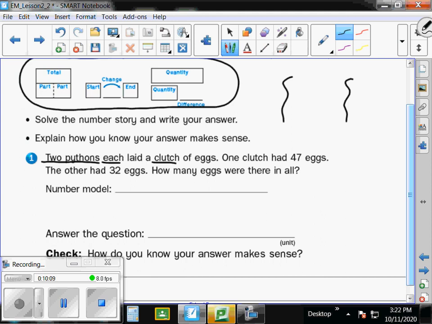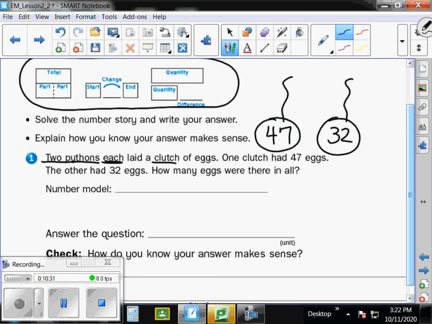Each of them laid a clutch of eggs. One clutch had 47 eggs, so here's this one snake. He laid a clutch of 47 eggs. The other had 32 eggs. So here's the other snake, 32 eggs. I'm just drawing what I see, guys.